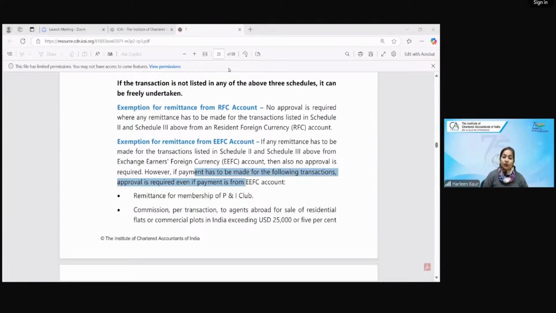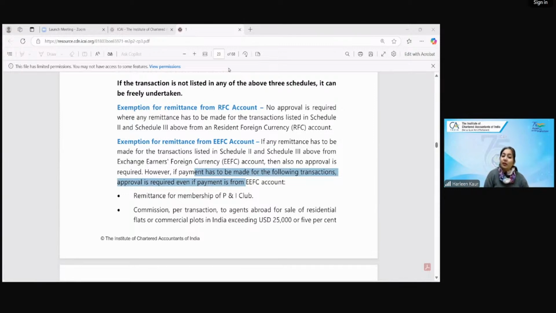Good answers. So saving account and current account as we have in India, similarly EEFC account and RFC account. So from RFC account you do transactions freely, no problem. You have to learn this. Examiner will give you a question. If you're doing remittance from RFC account for Schedule 3 transactions, do you need the approval of RBI or central government? Yes, ma'am or no, ma'am? Do you need the approval? No, ma'am, because it is exempt.